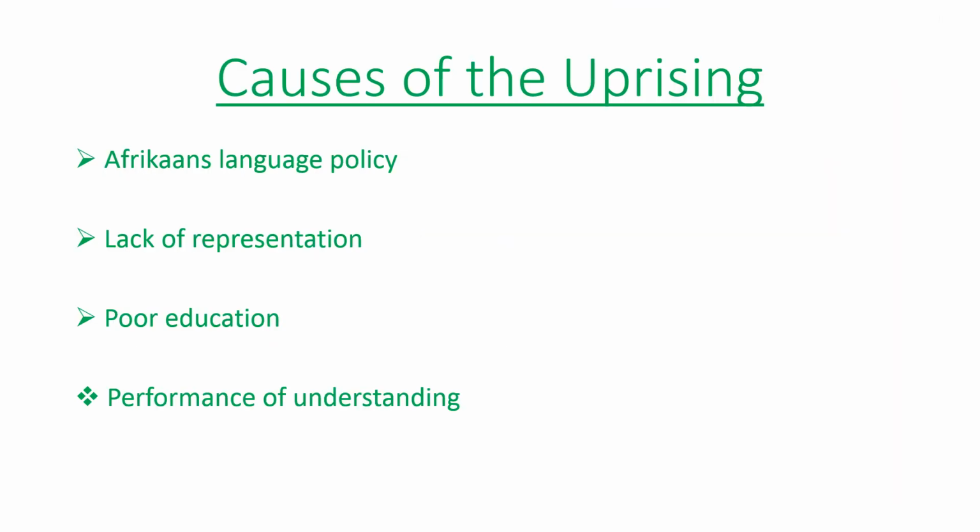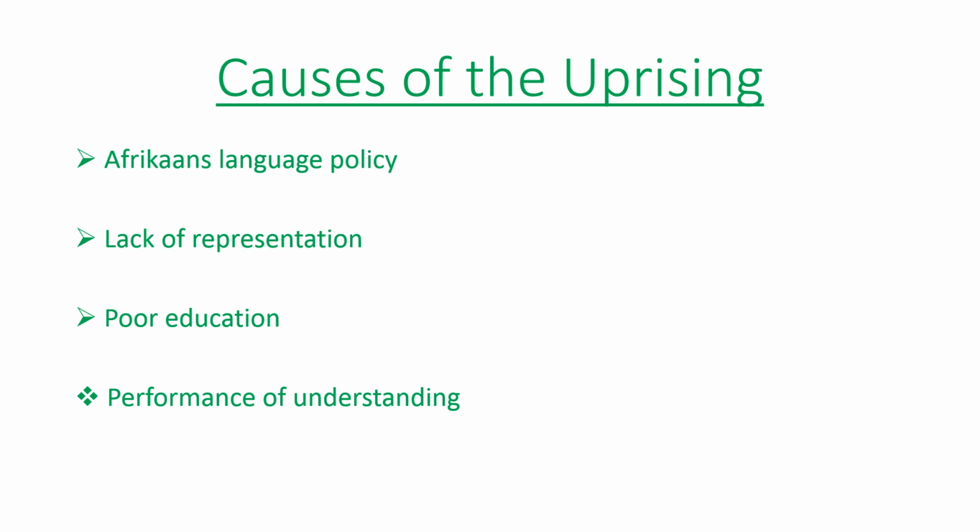Next slide, we have the causes of the uprising. First point, Afrikaans language policy, lack of representation, and poor education. Afrikaans policy: the apartheid government introduced Afrikaans as a compulsory language of instruction in schools, which was deeply resented by black students. This policy was seen as an attempt to suppress their culture and identity.